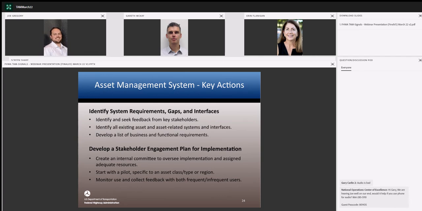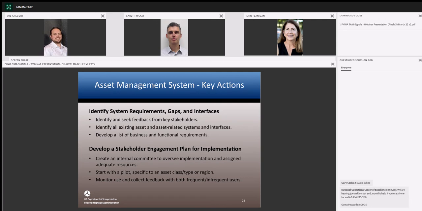So from a system perspective, when we are looking for systems to help with an asset management process, the most important starting point is to identify system requirements, business and functional requirements that you want any systems to help you with. Look at what you already have, understand where there might be gaps that you might need to fill if necessary. Maybe you just need to work on the interfaces between existing systems, maybe you need new systems. But first of all, identify and develop a list of business and functional requirements that are going to be important for you in terms of managing your traffic signal assets.